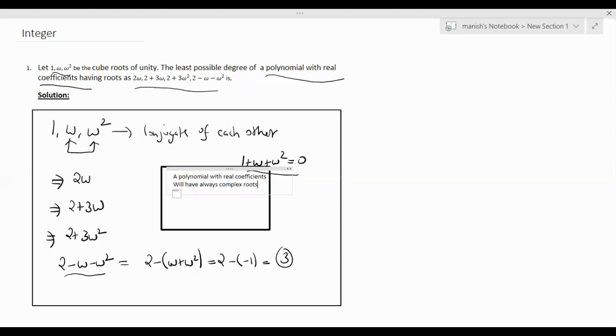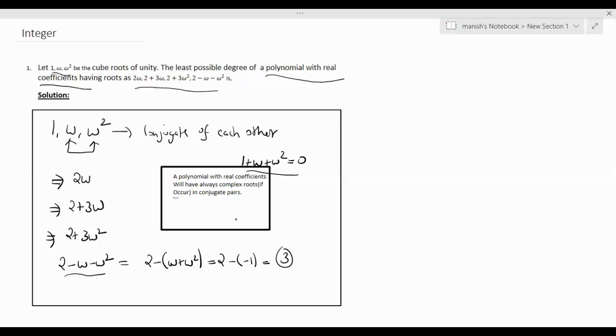Mind it, a polynomial with real coefficients will always have complex roots, if they occur, in pairs. If that equation has complex roots, they will always occur in pairs. So a polynomial with real coefficients will always have complex roots, if they occur, in conjugate pairs. So you need to be very careful with this information.